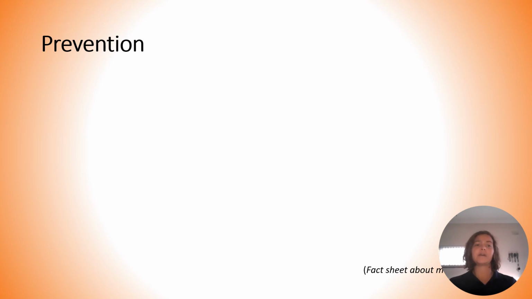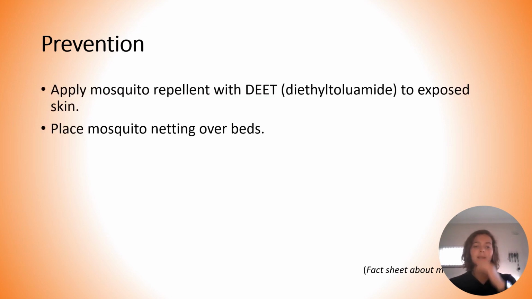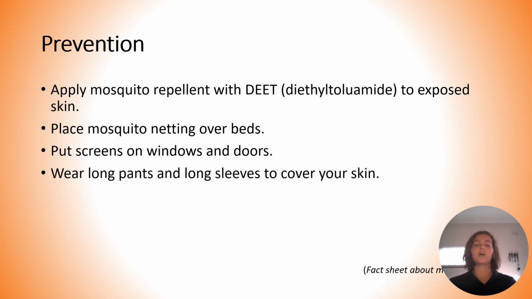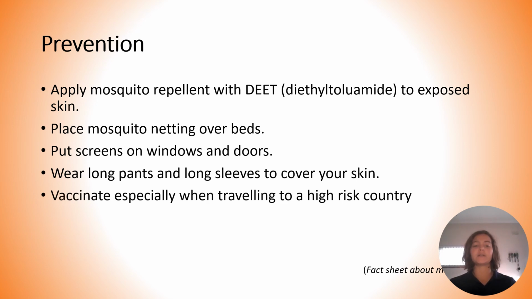Prevention. Malaria can be prevented by avoiding mosquito bites and taking medicines. It is important to take medicines and chat to your doctor about malaria, especially when traveling to those high-risk areas. To lower the risk of getting malaria, use mosquito nets as well as mosquito repellents, put screens on windows and doors, wear long pants and long sleeves to cover your skin, and ensure that you are vaccinated, especially when traveling to high-risk countries.